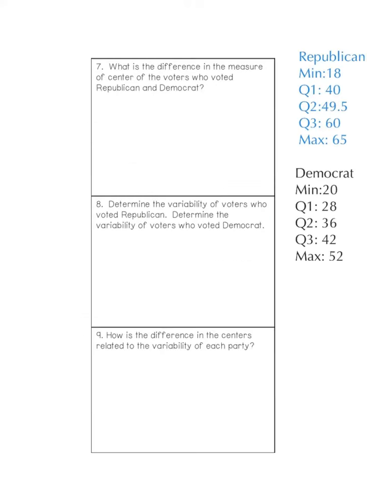All right, question 7 says, what is the difference in measure of center of voters who voted Republican versus Democrat? Our measure of center would be our median. So we're going to subtract the 2 medians. For Republicans, the median was 49.5. And for Democrats, the median was 36. And when you subtract those 2, you get 13.5.